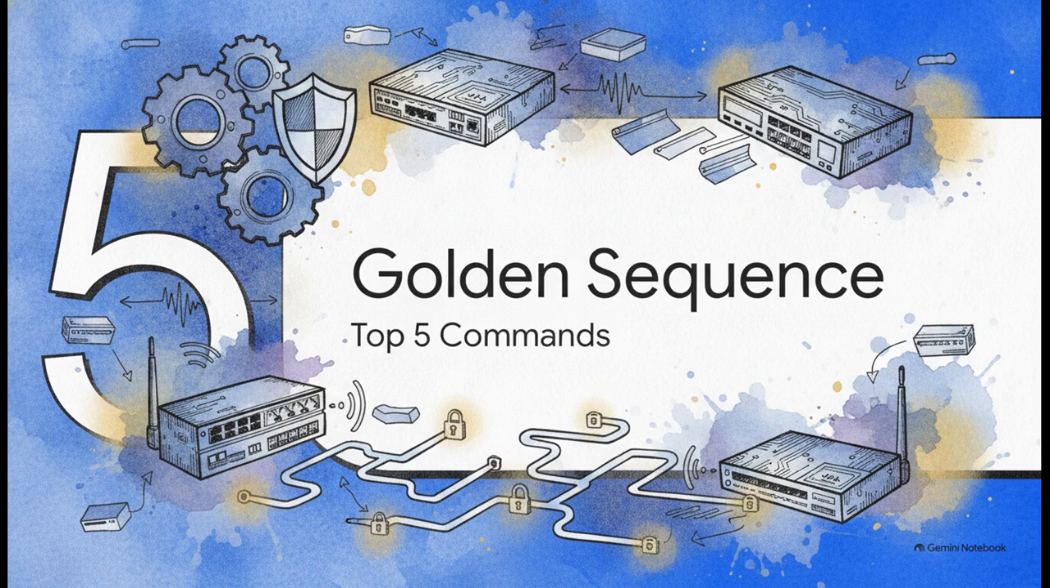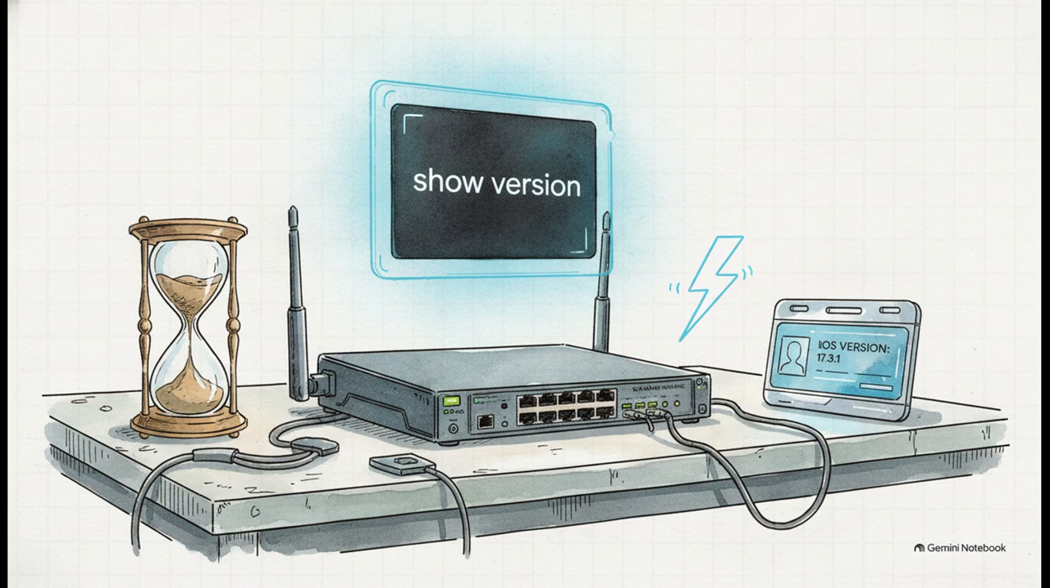All right, we've made it to the climax of our explainer. Part 5, the golden sequence. So your device is secured, the interfaces are up, and the network is routing traffic. Beautiful. But what happens when you get dropped into a completely unfamiliar network? Well, these are the 5 absolute non-negotiable commands every IT engineer must run when logging into an unknown device.